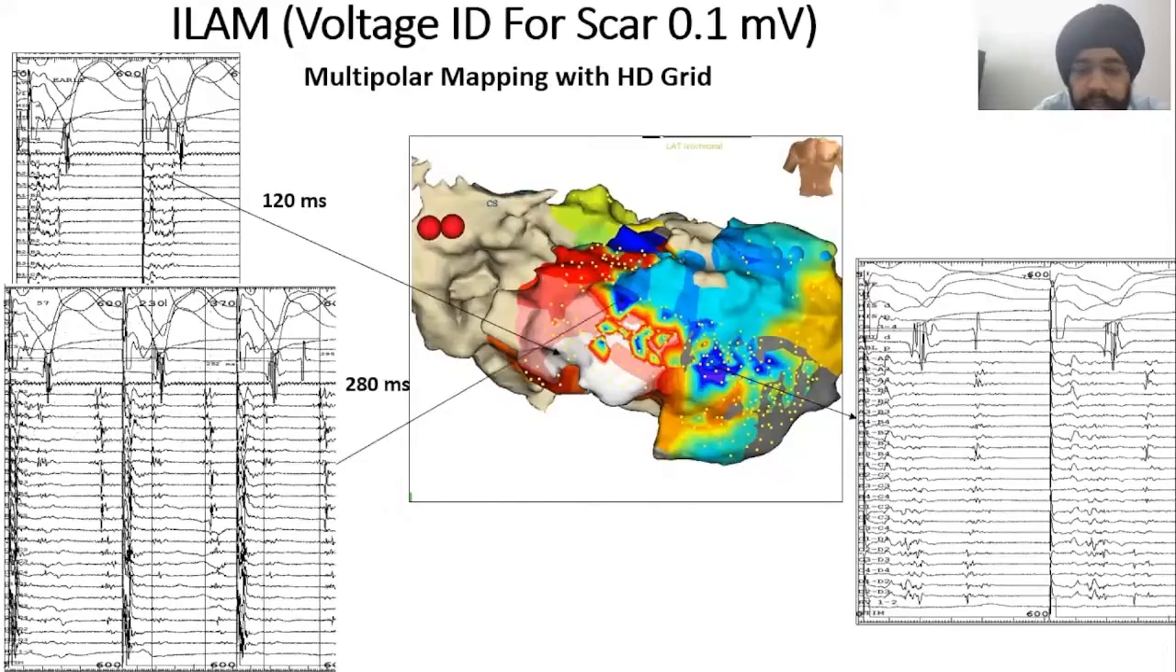Then we could see late isochrones with a QRS to potential delay of around 280 milliseconds in this area, and we could see the area of latest isochrone represented by purple, where a delay of 300 milliseconds was present. And most importantly, we could see the area of this red meeting purple. This was the area of isochronal crowding.